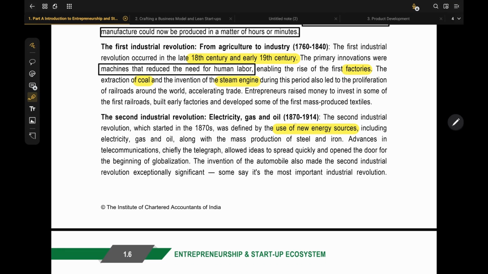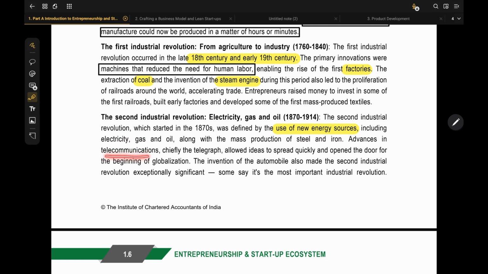Second industrial revolution. This was between the period 1870 to 1914. Up till the starting of the First World War, we can take it as the second industrial revolution. And in the second industrial revolution, what is the main invention? New energy sources. What are the new energy sources? Electricity, gas, oil. These three were invented during the second industrial revolution. By using these, they mass produced steel and iron.